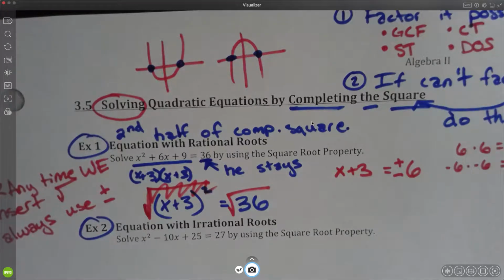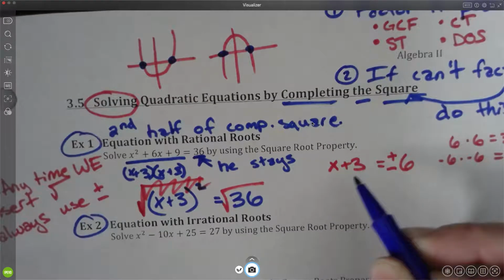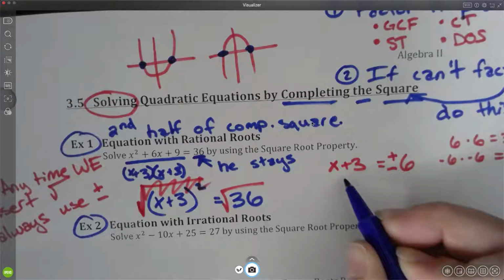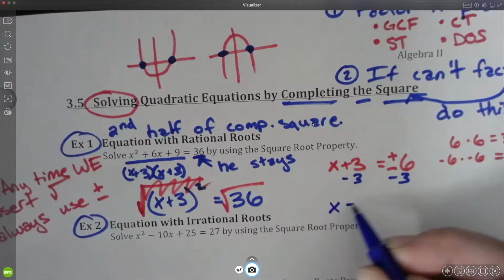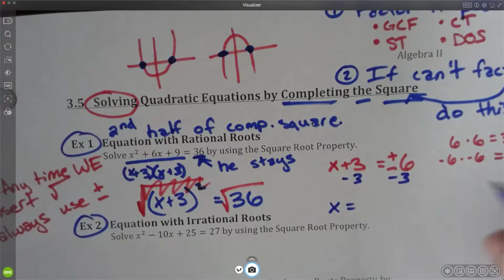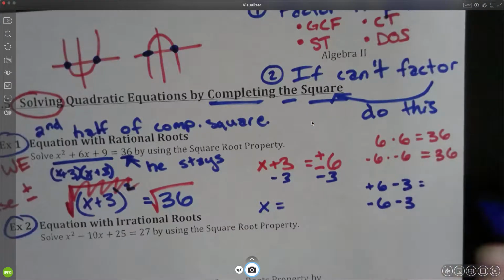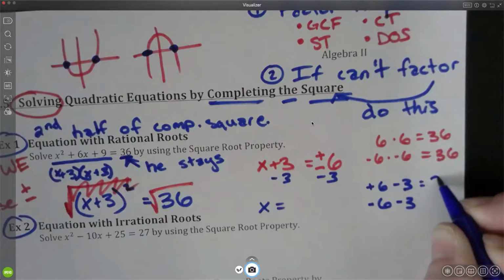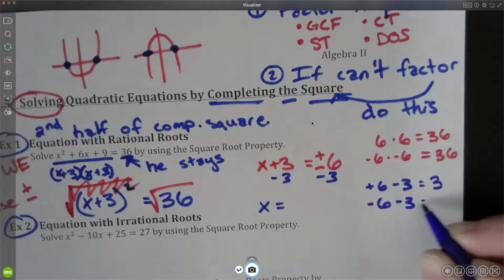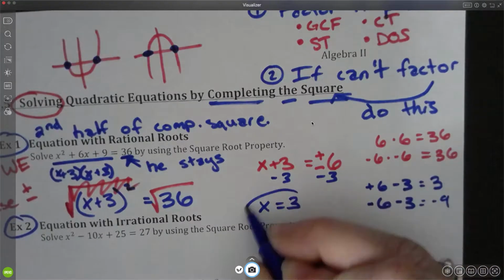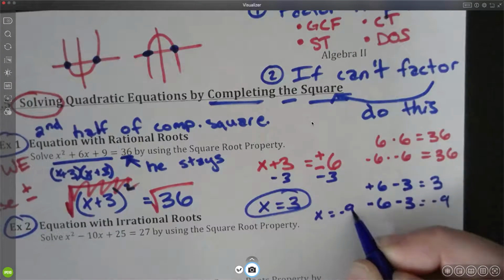And then if I want to solve for x, I'm going to get x by itself. So you have to subtract the 3. So x is equal to positive 6 minus 3, but then it's also negative 6 minus 3. So if it's positive 6 minus 3, what's the answer? 3. If it's negative 6 minus 3, it's negative 9. So the answers are 3 and negative 9.